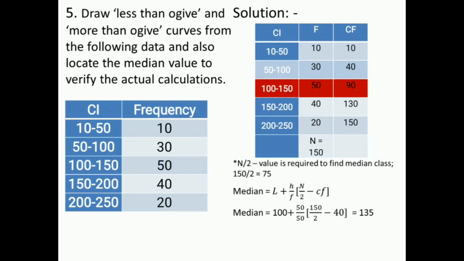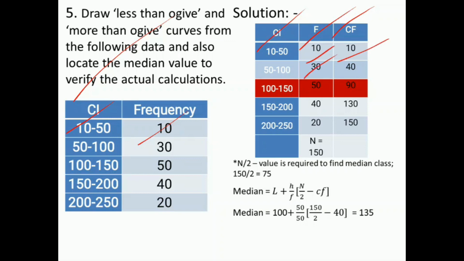Last and final question of section C, fifth question. Draw the less than ogive curve and more than ogive curve from the following data and also locate the median value and verify with the actual calculation. The class interval and frequency are given, and they are already represented in the answer column. As I discussed in the previous problem, cumulative frequency is the addition of the successive frequency values. Once again, 10 will be represented again the same there.